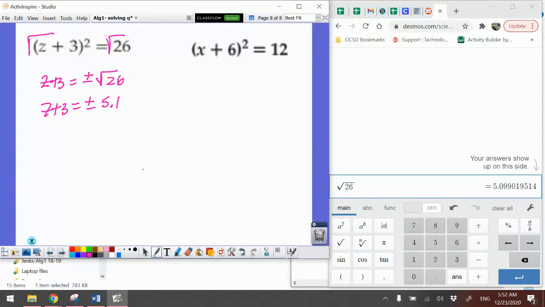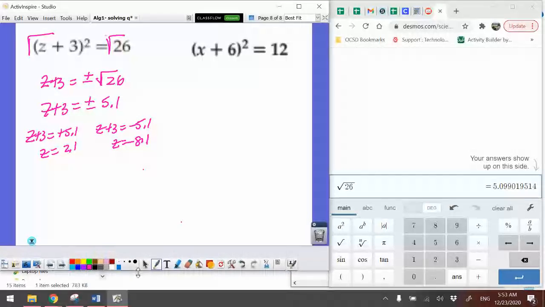Now we will see this written two different ways. We'll see this written as a decimal, and we'll also see this written in radical form. So if I am looking at the decimal, I would have z plus 3 equals the positive 5.1, and z plus 3 equals the negative 5.1. So z would equal 2.1, and z would equal negative 8.1. So that is the decimal form.